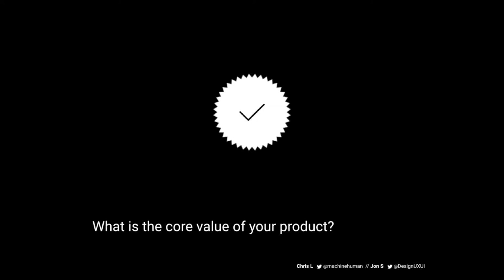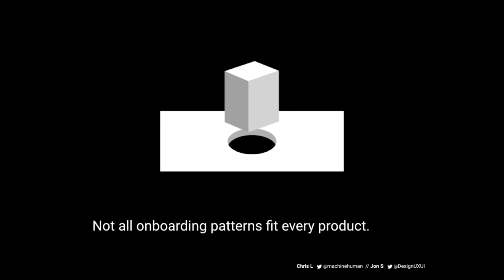So in order to define your goals, you need to know what the core value of your product is. It's pretty simple, right? For example, if you're Amazon, your core value is about shopping. It's not going to be about playing video games or whatever. Anyways, defining your core value is really important. Additionally, not all onboarding patterns fit every product.